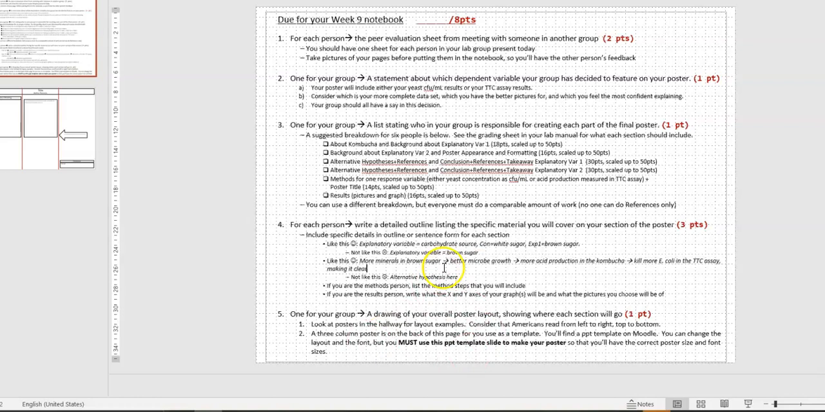for next week. Okay? And then your group will turn in a drawing of your poster. If you need some tips on what posters can look like, then just go in the hallway and look at examples. Okay.